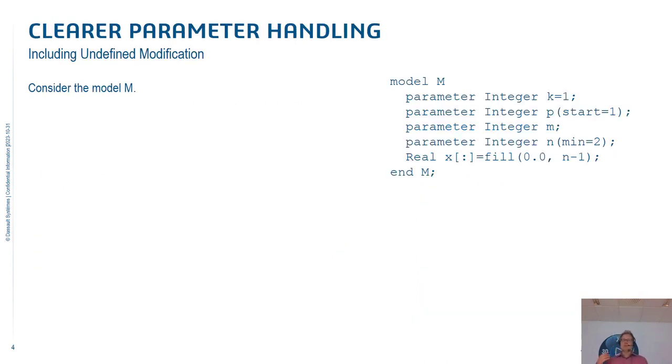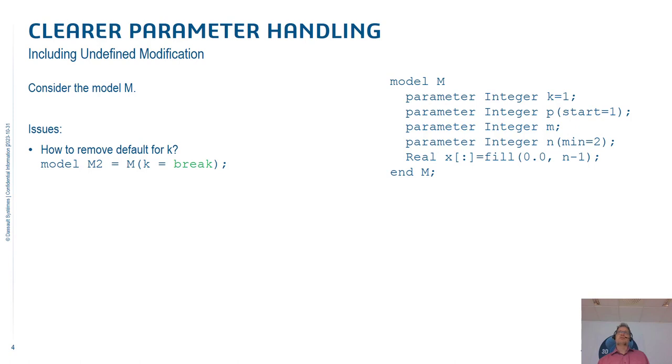So let's consider the first thing, clearer parameter handling. If you look at this model M here, there are a number of issues. We see that K is simply a parameter with value 1, that's simple. But if we wanted to remove that value, how would we do it? And that is where undefined modification comes in. We just set it equal to break, and then it is as if we hadn't given it the value.